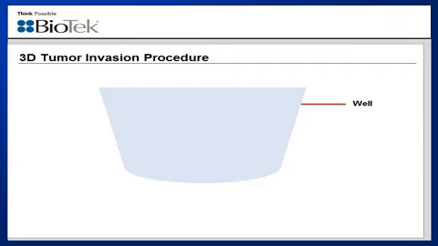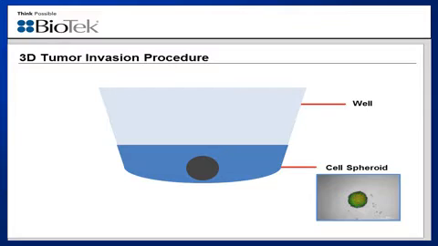Then to make sure that everyone has a firm grasp of what's really going on in the well during this process, I'll go over the procedure one more time in a more pictorial manner. So here we see again the empty well of the spheroid microplate. Cells in media are added to the well and aggregate into the tumoroid structure that you see in the bottom right corner of the screen.